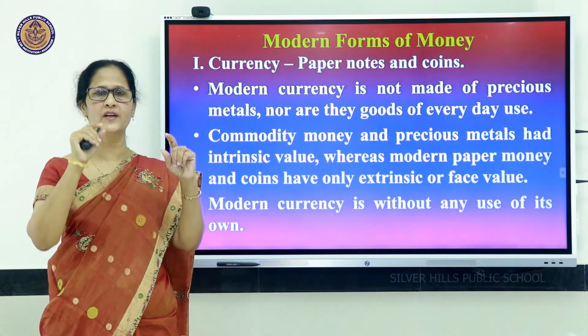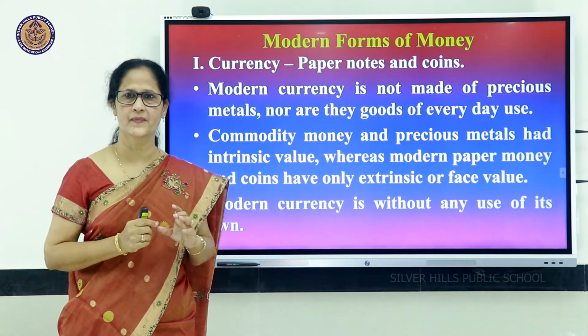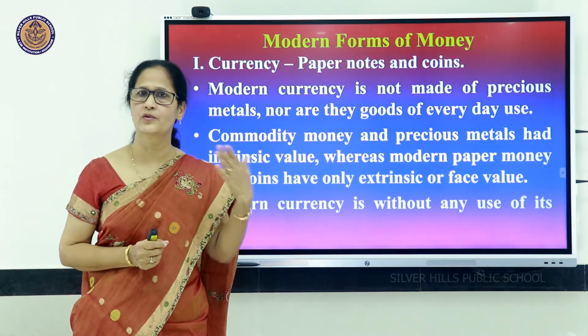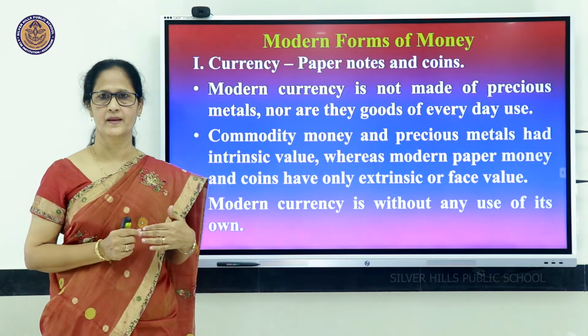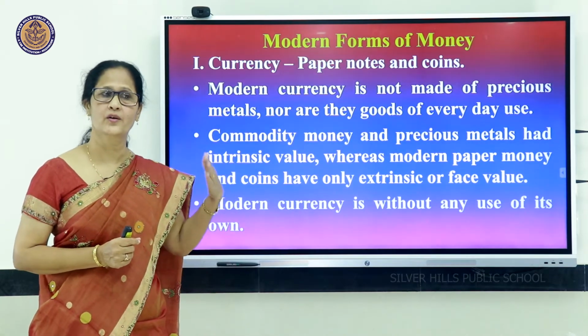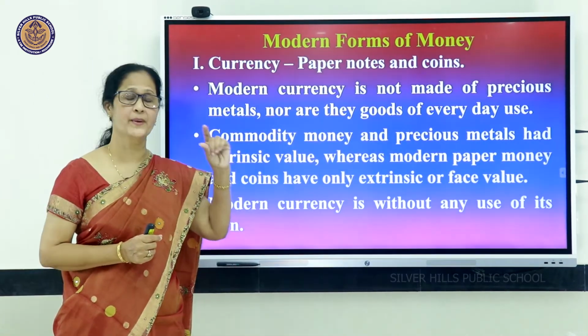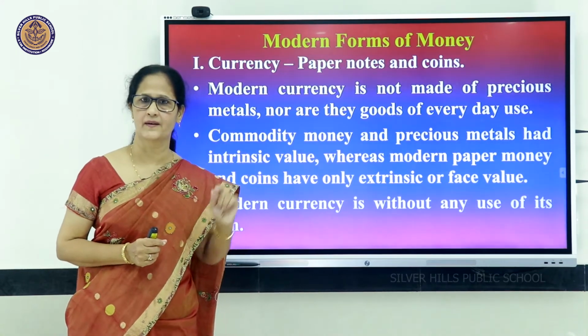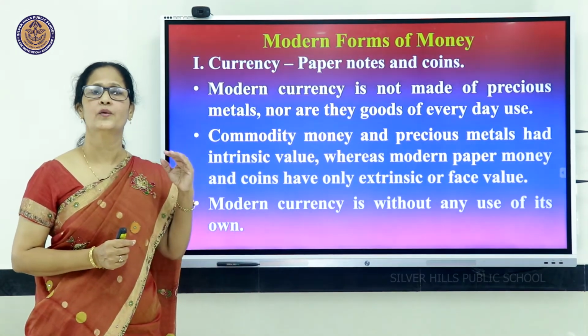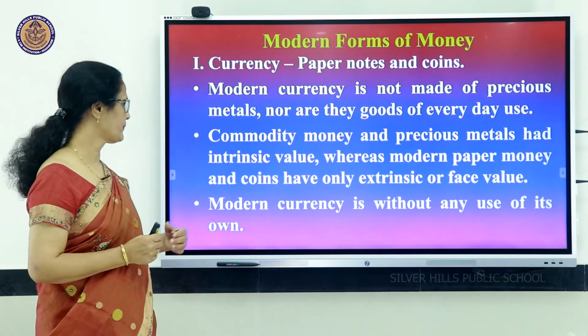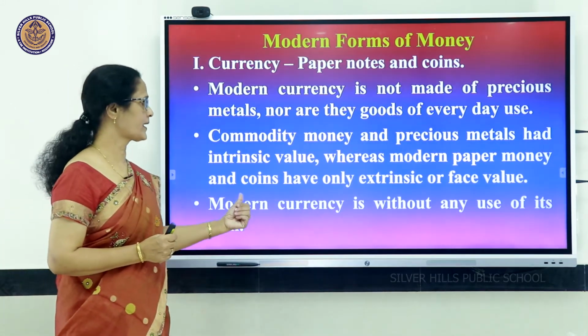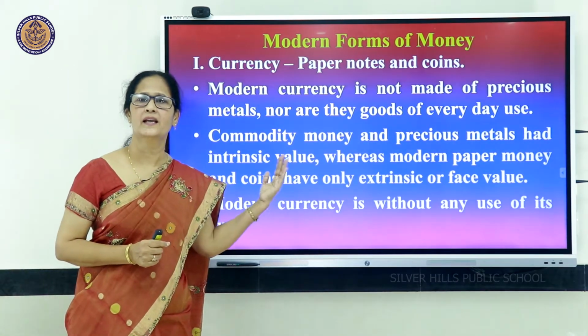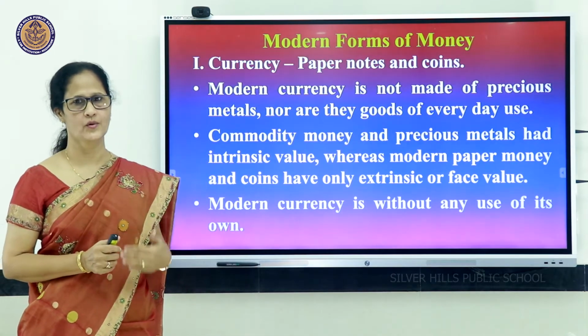On a paper note, if it is written 2000, that piece of paper has no 2000 rupee value. It has a value because the 2000 is printed on it by the government. It is only a face value. So, modern currency is without any use of its own.